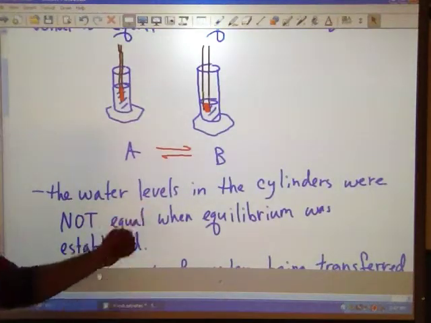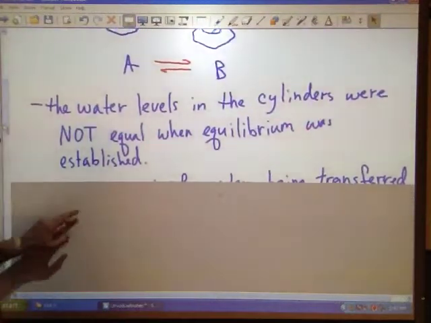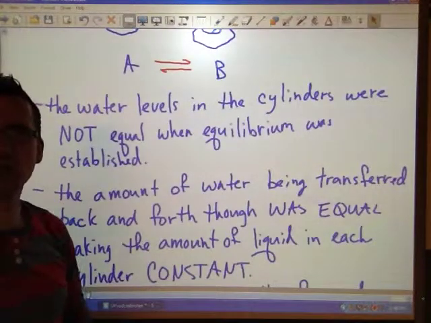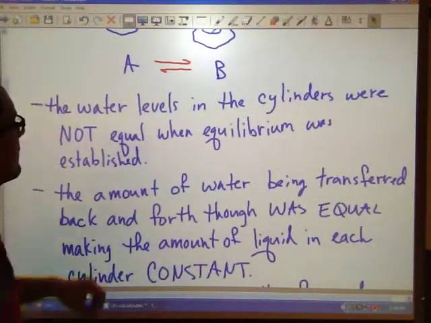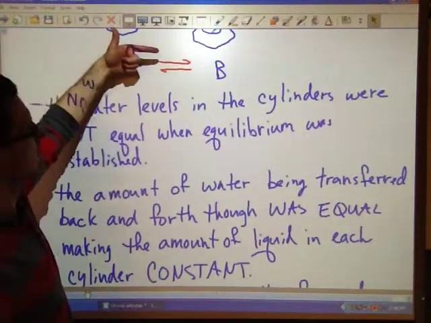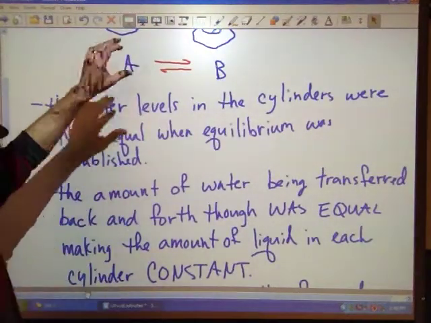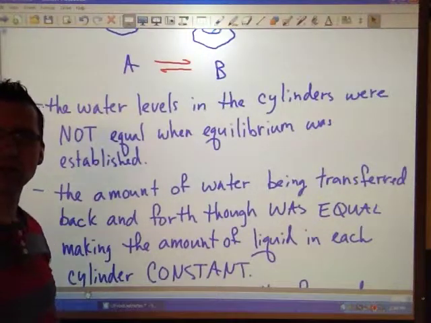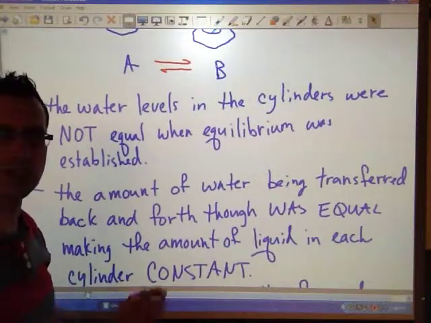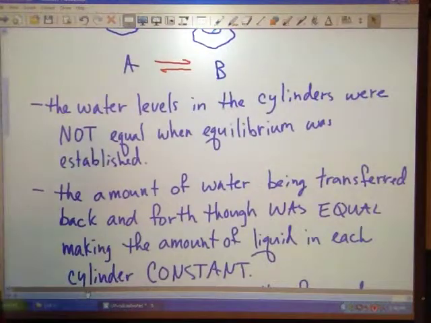As we looked here, the water levels in the cylinders were not equal when the equilibrium was established, but what was equal was the amount of water being transferred back and forth. That was the equal part. So if we imagine the equation is A going to B or B back to A, the amount going in this direction is equal to the amount in that direction. And A and B became constant, because the measurements of the cylinders weren't equal, but they became constant, unchanging. Even though you're continuously exchanging water back and forth, they were constant.